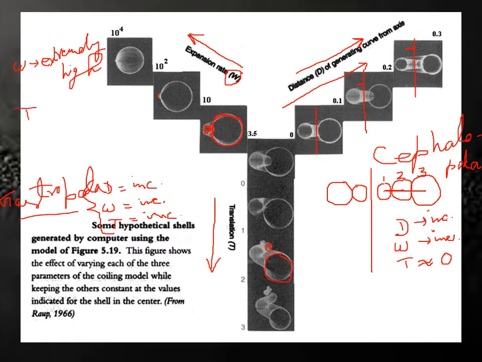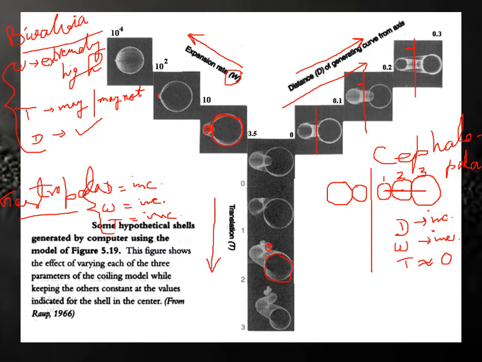Translation may or may not be there, and D may have some values. That means the generating curve is shifted some distance from the axis of coiling. So variation of these three parameters will produce different types of molluscan shell, such as bivalvia.